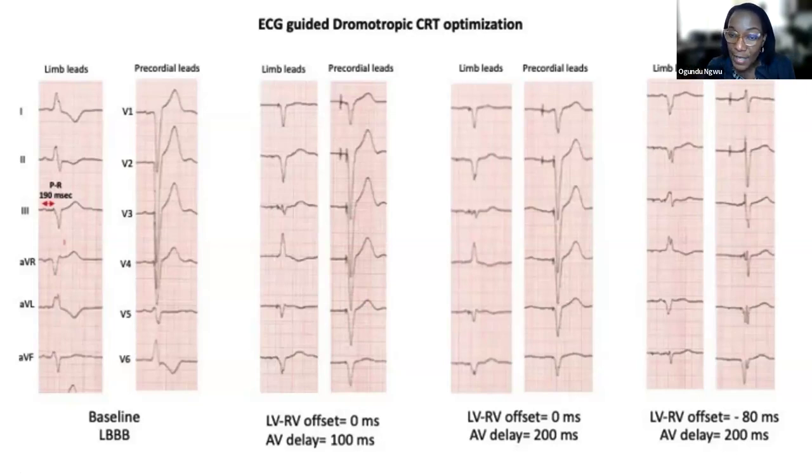So the LV input on the last panel is greatest, and the QRS is narrowest compared to panel two and panel three. So this shows you how, even though the AV delay is kept the same between panel three and panel four, having an LV offset where the LV is pulled in earlier gives you a much narrower QRS. So if you didn't have all the automatic things and you just had your 12 lead, I would program my patient with the LV offset to make the QRS as narrow as possible, as opposed to panel two and panel three. So again, this is just doing it with a 12 lead EKG.